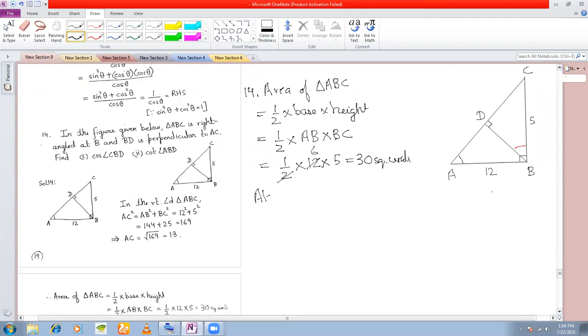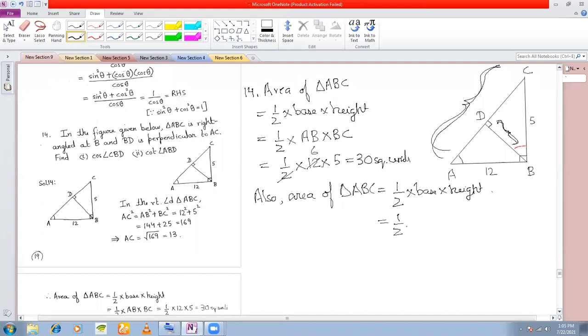Also, area of triangle ABC. Now we have considered AB as the base and BC as the height. This time, if I consider this as the base, this will become my height, right? This I showed you back in class 8 only. If I consider this as my base, then this will become my height. Yes, did I mention this when you were in class 8, mensuration? Yes, sir.